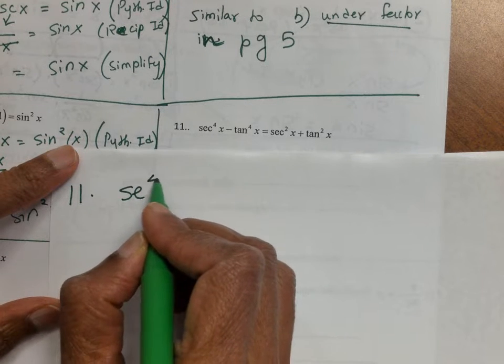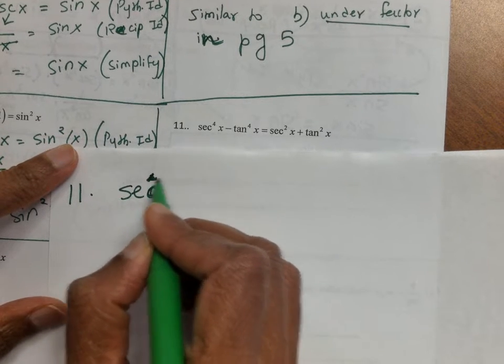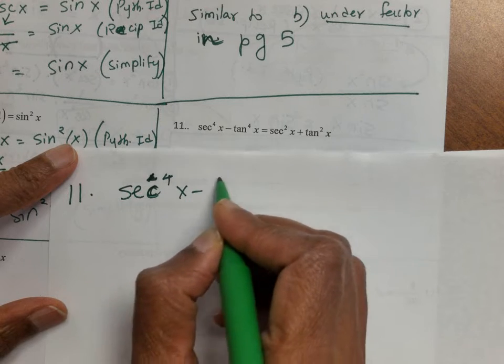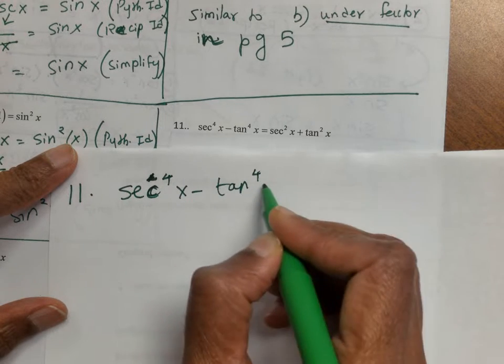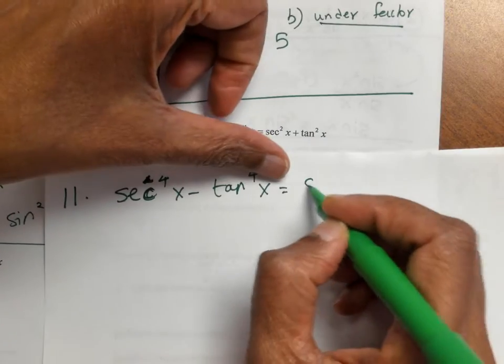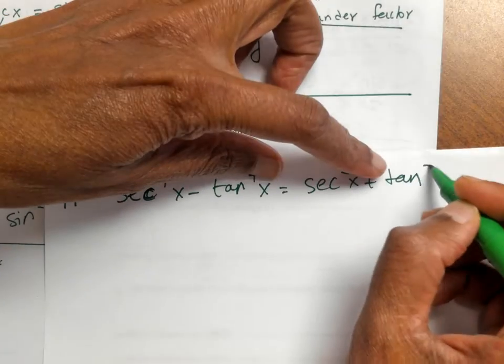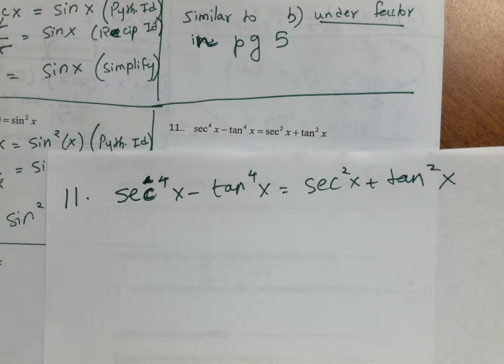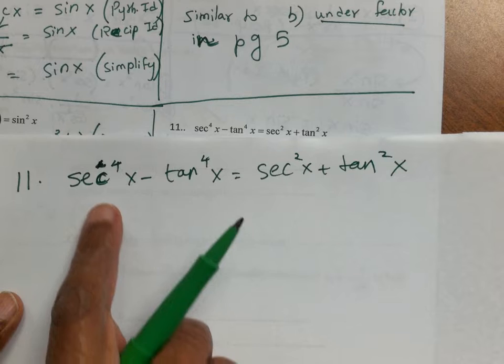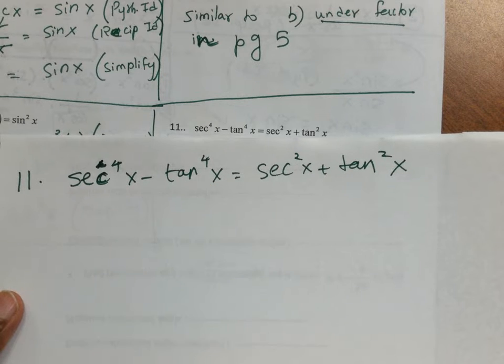Here we go. Secant to the 4th power x minus tan to the 4th power x equals secant square x plus tan square x. And remember what we said, that we want to start with the more complicated side, and my left hand side is to the 4th power, so I will start with this.